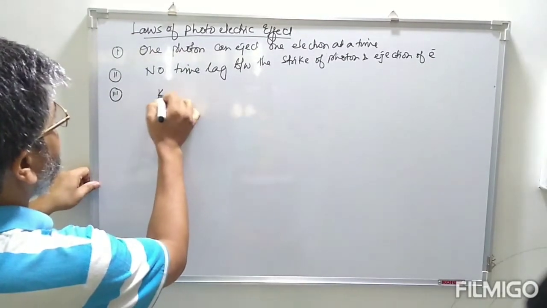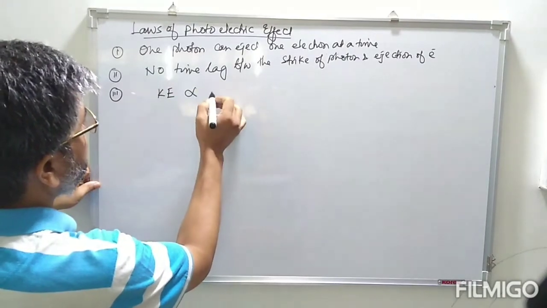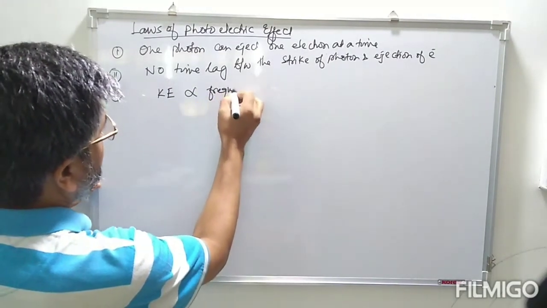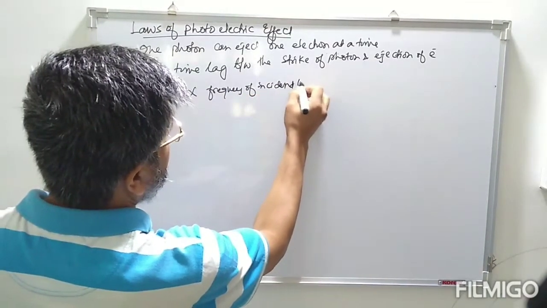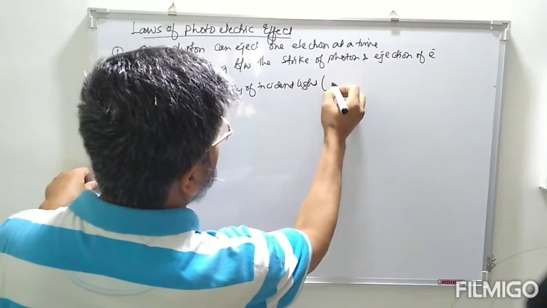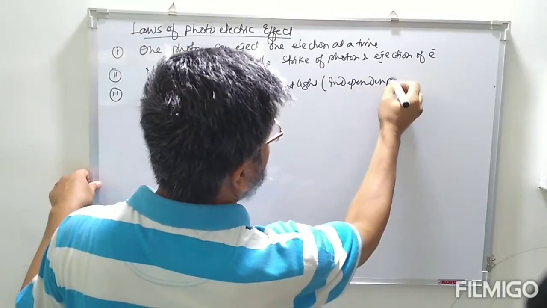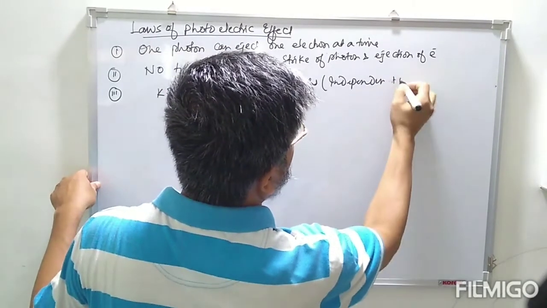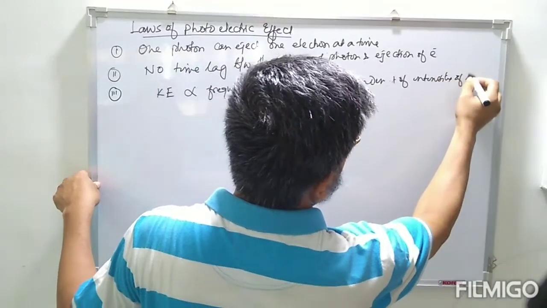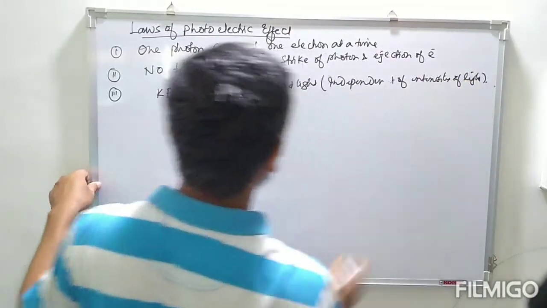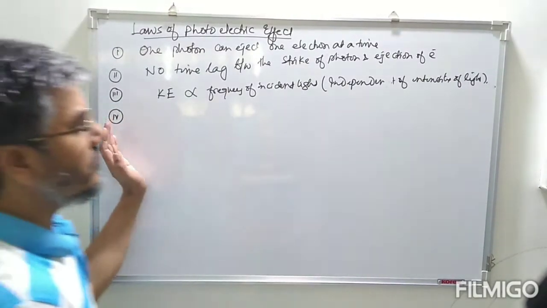Third law: the kinetic energy of the ejected electron is proportional to the frequency of incident light and is independent of the intensity of light.